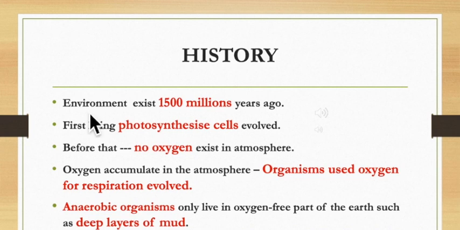Before that there was no oxygen in the atmosphere, so only anaerobic organisms lived there. But when photosynthesizing cells evolved and released oxygen into the atmosphere, these anaerobic organisms only lived in the oxygen-free parts of the earth, such as deep layers of mud. So, students, now all of you agree that all living things affect the living and non-living things around them. For example, an earthworm makes burrows and worm casts, which affect the soil and therefore the plants growing in it.